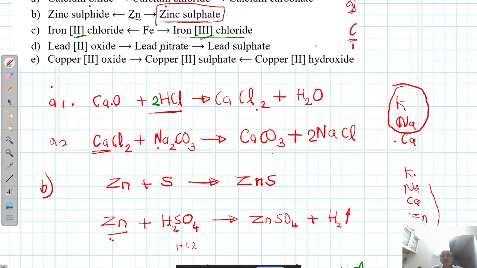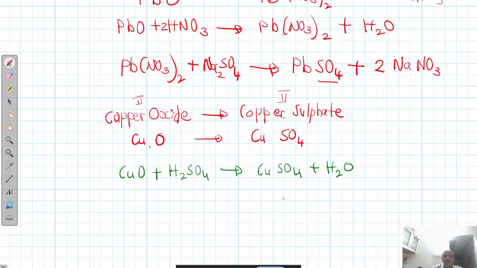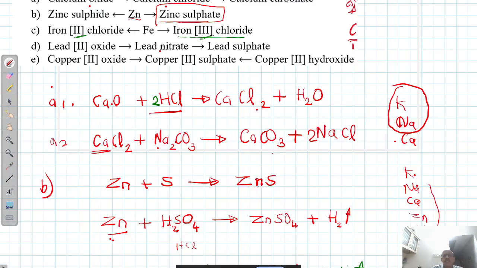From copper sulfate, you have to get a copper hydroxide. Now I have got a copper sulfate, which is a salt. Copper sulfate is a salt. Now I have to get a copper hydroxide. Copper hydroxide means what? It is nothing but, it is the other way actually. This mark is given this way.